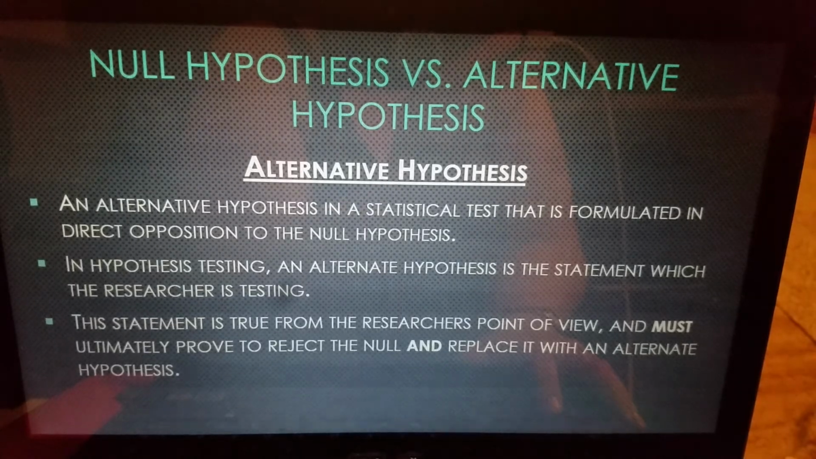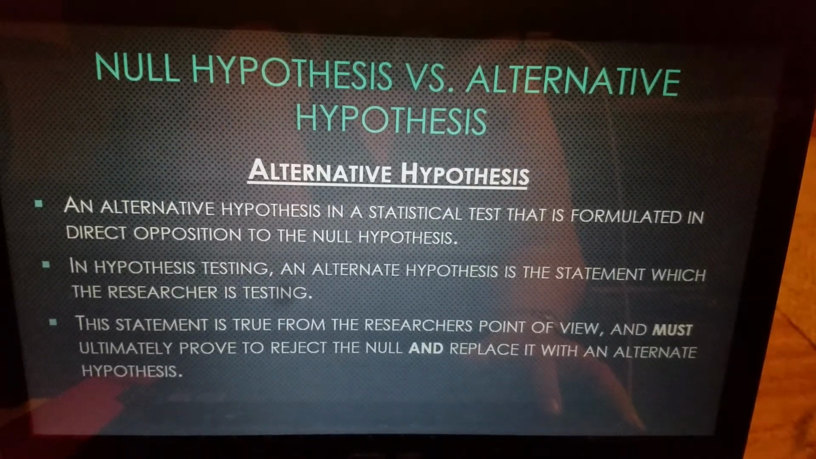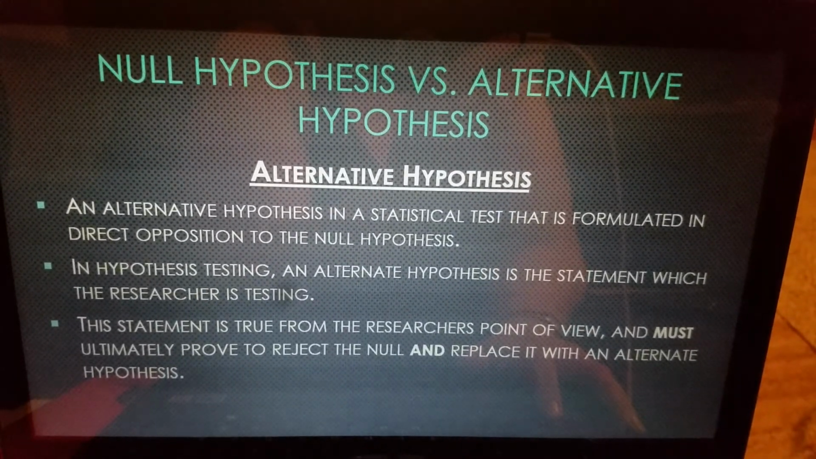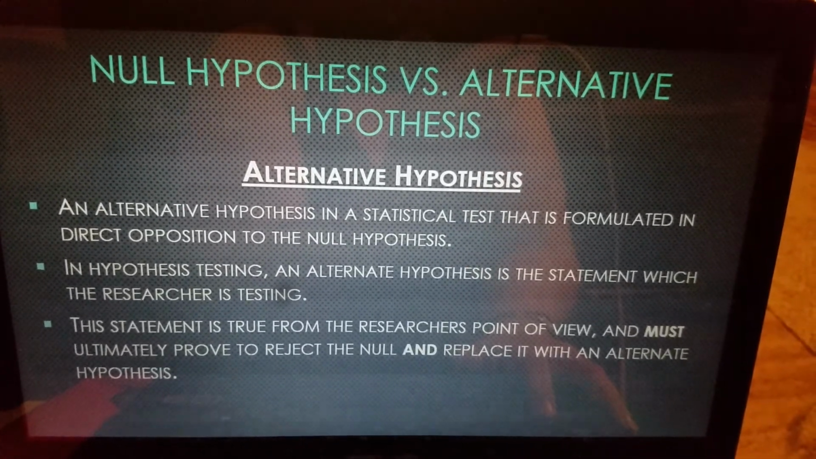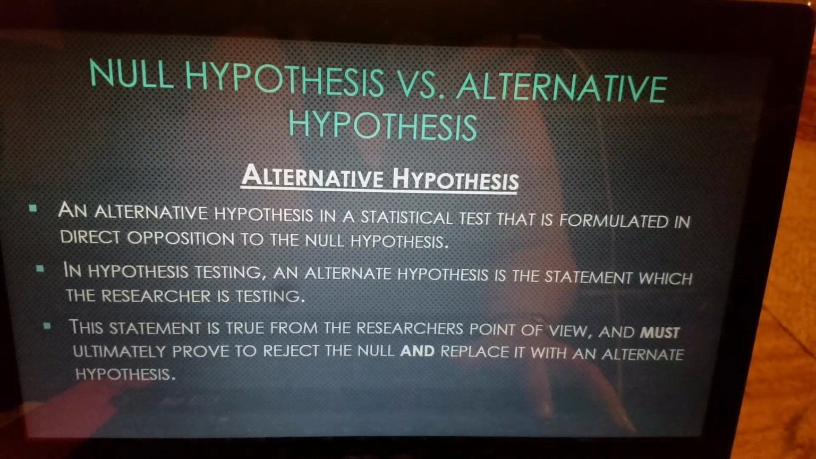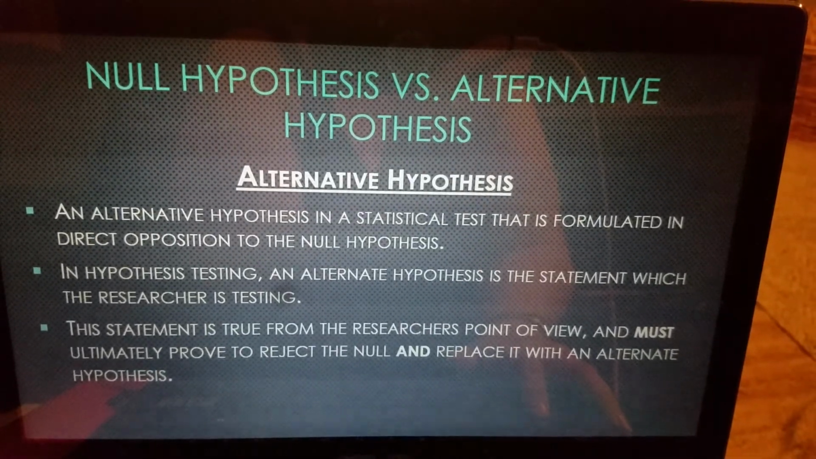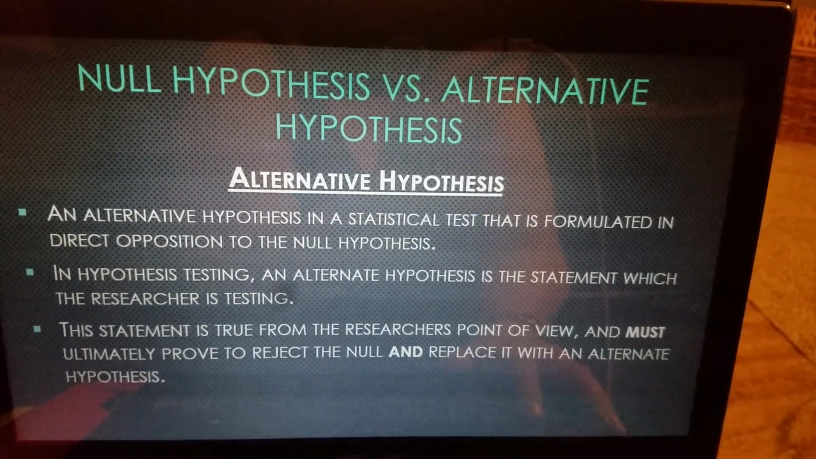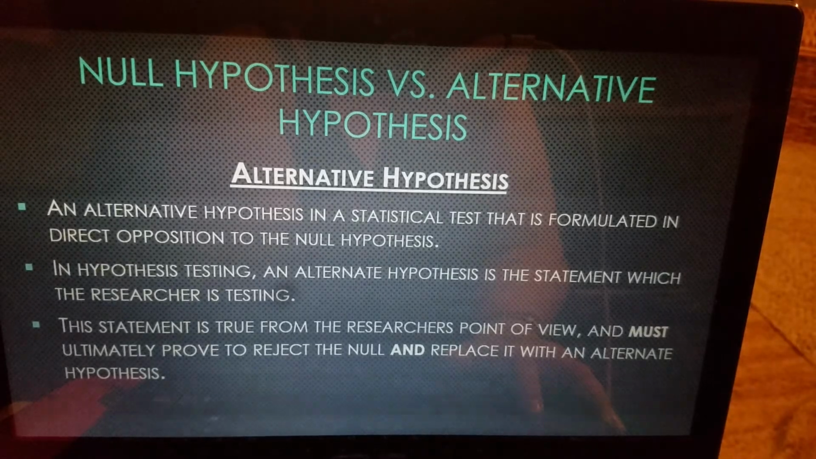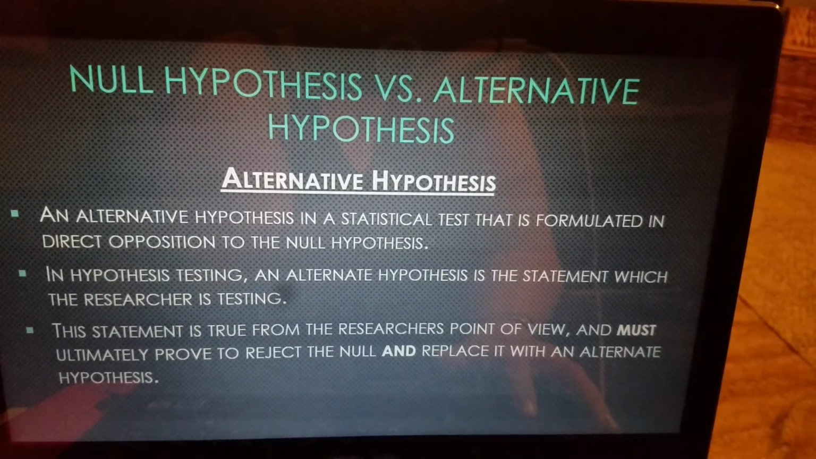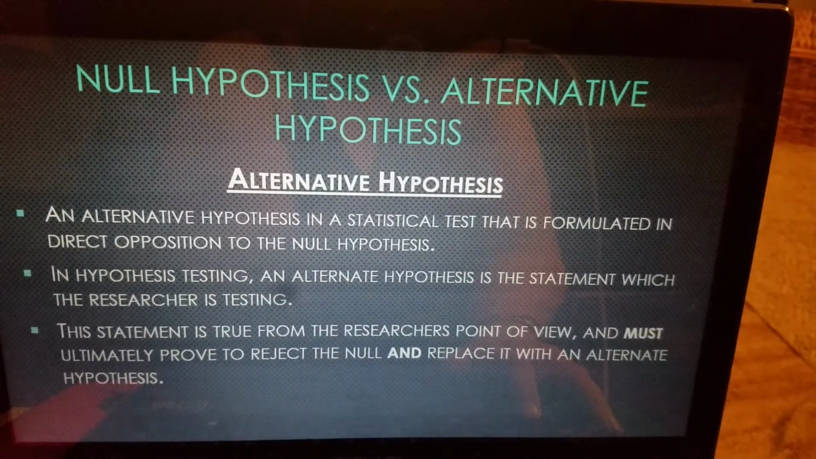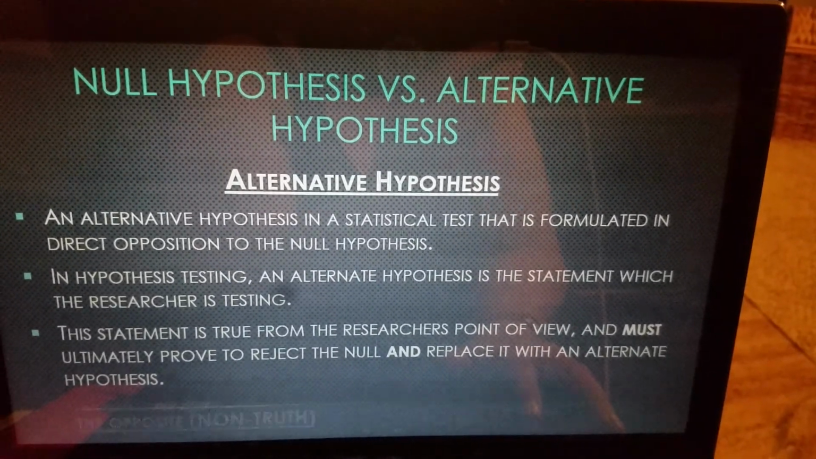An alternative hypothesis in statistical testing is formulated in direct opposition to the null hypothesis. In hypothesis testing, an alternative hypothesis is a statement which the researcher themselves are testing. This statement is true from the researcher's point of view and must ultimately prove to reject the null and replace it with an alternate hypothesis.